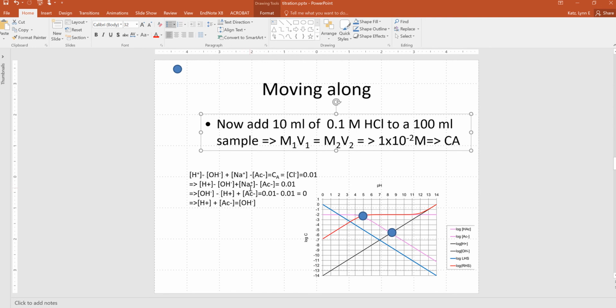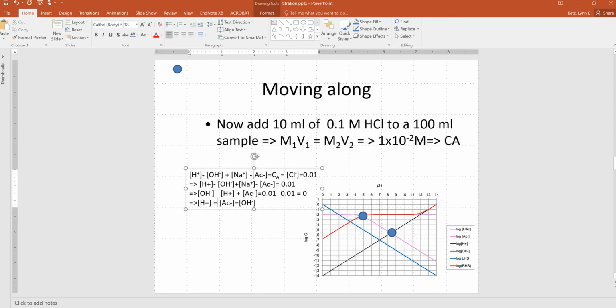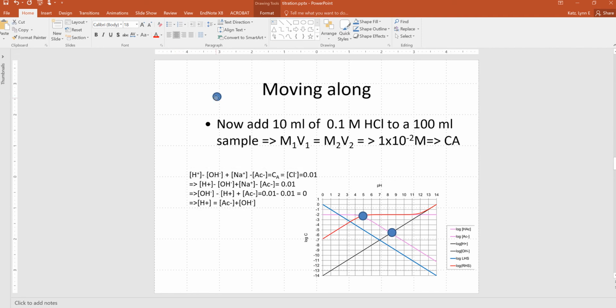Knowing that the Na plus concentration is 0.01, I can write this as OH minus minus H plus plus AC minus equals 0. Or in other words, H plus equals AC minus plus OH minus. So I have H plus equal to AC minus plus OH minus. Okay. When I plot this charge balance, when I plot this left-hand side, log of H plus equal to the log of the right-hand side, my solution comes out right here. So this point corresponds to the equivalence point of the titration.